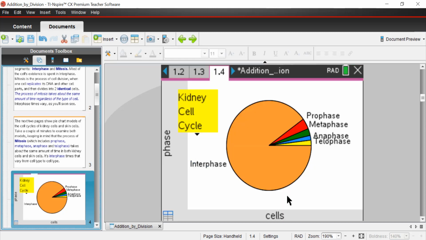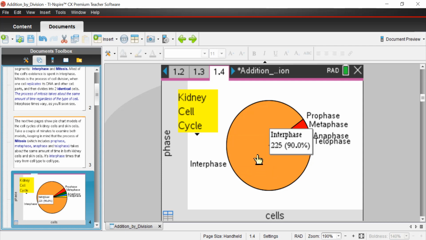All right, so the first cell type we're going to look at is kidney cell type. Now this is not a picture of the kidney cell, obviously. This is just a pie chart. But the pie chart is describing how many cells are in various stages.